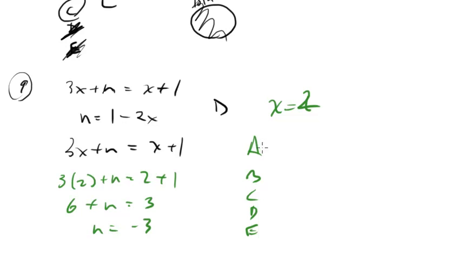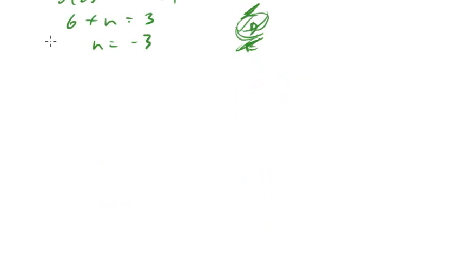A is 8 plus 1, 9. No. B is 4 plus 1 is 5. No. C is 0. 2 minus 2 is 0. D is minus 3. Check. So D works, and E doesn't work. So D, again, is our answer. Two ways to do that one. Do whichever way you're comfortable with.